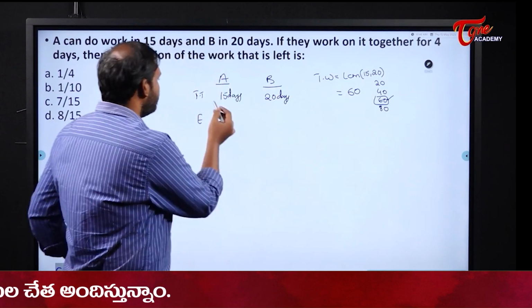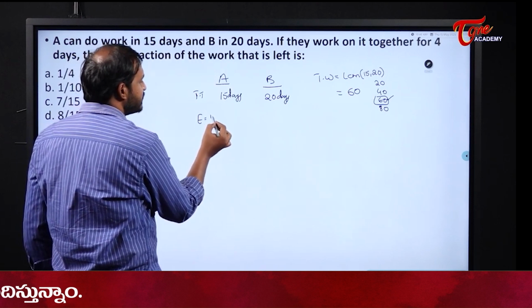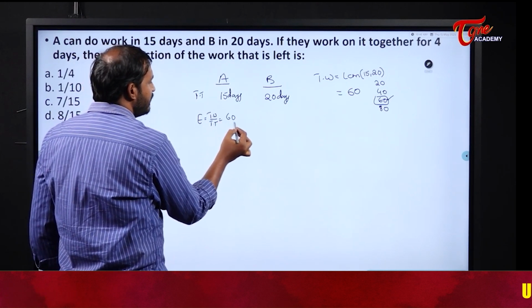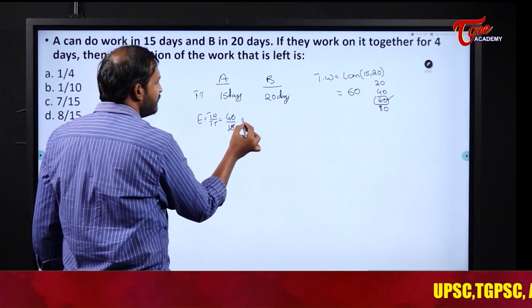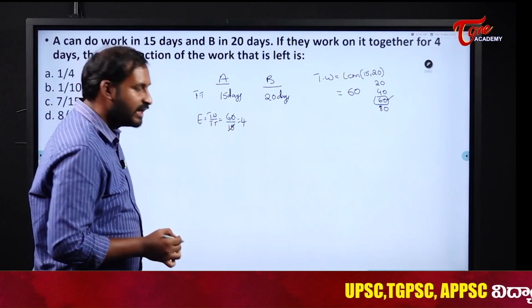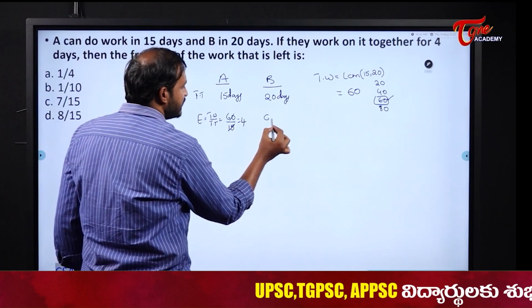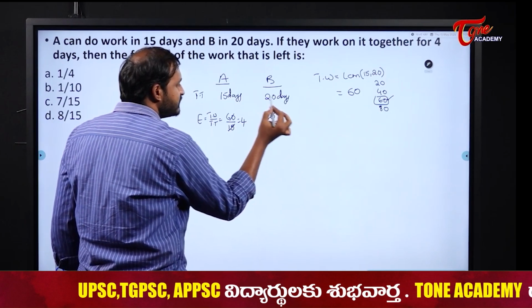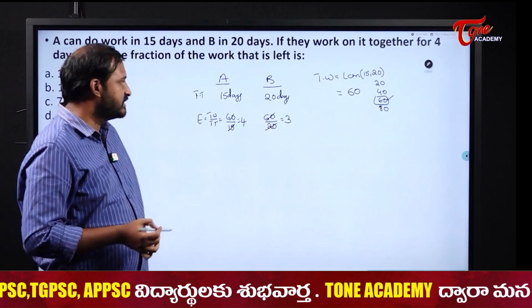So LCM is how much here? 60. So now tell me what is the efficiency of A? Efficiency means total work by time taken. So that means 60 by 15. So efficiency of A will become how much? 4. Next, efficiency of B. 60 by what is the time taken by B? 20. So efficiency of B is how much? 3. See here, students.